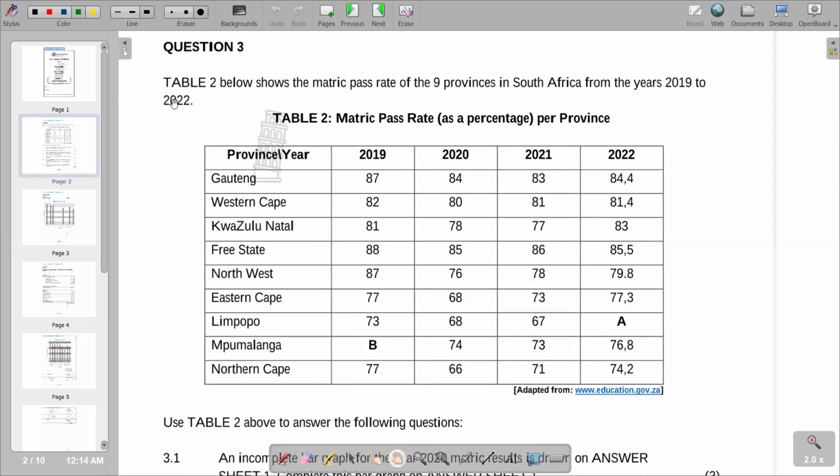The question reads, Table 2 below shows the basic pass rate of the 9 provinces in South Africa from the years 2019 to 2022. So we're given a Table 2 which reads metric pass rate as a percentage per province. You are given columns for 2019, 2020, 2021, and 2022, and various pass rates, and then we have the rows of provinces starting from Gauteng down to Northern Cape. So we can try to go through before you answer the question.